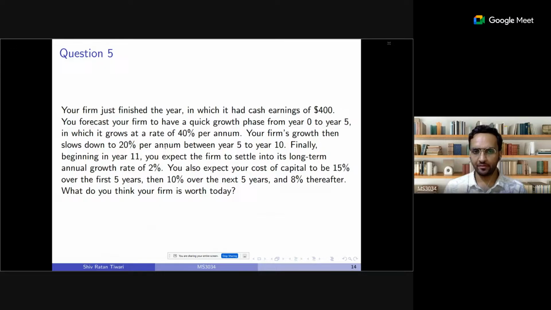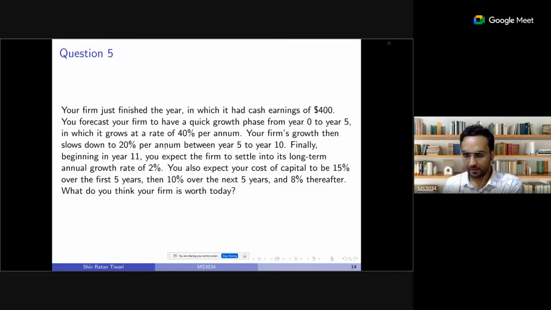Suppose you have a firm which in the previous year had cash earnings of $400, or 400 rupees. These are 400 units; the unit may be anything, like 400 crores, whatever you want to take. Your team does the forecast, and you forecast that in the first 5 years there will be a quick growth phase, in which your company is very new, and it is expected to grow at 40% per annum.